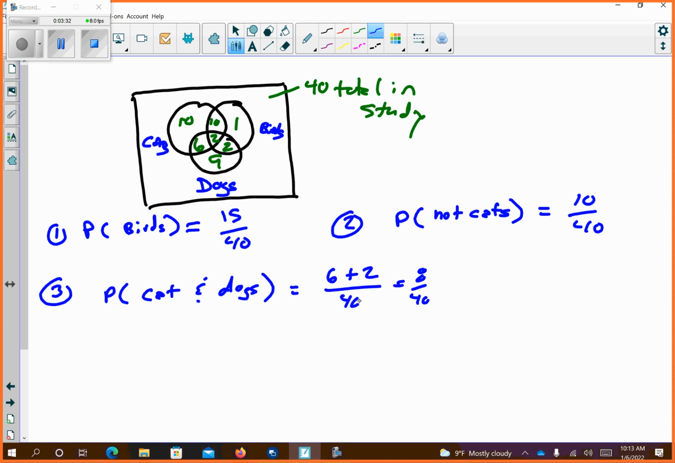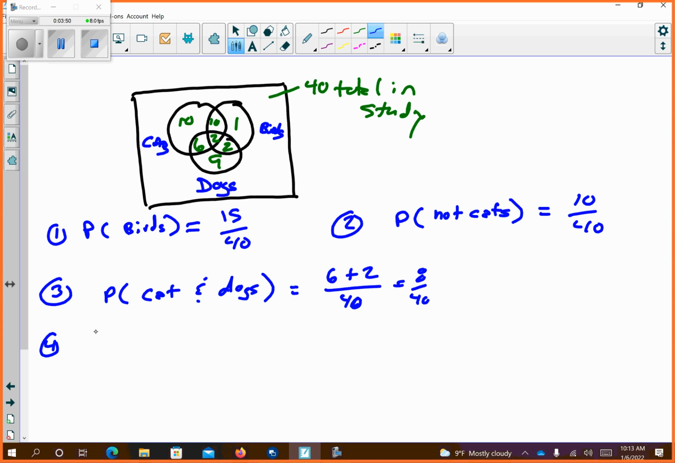So even though they don't like cats and dogs? Do what? What do you mean they don't like cats and dogs? You want cats and dogs. It means both of them. Okay. So you have to include the overlap.